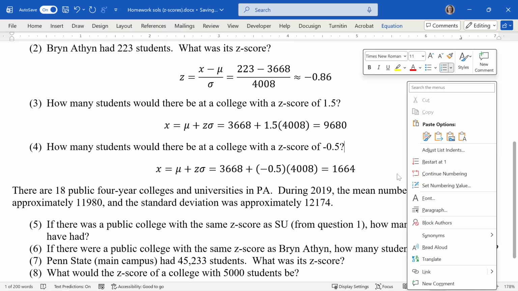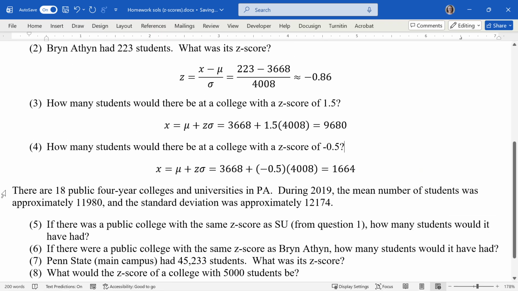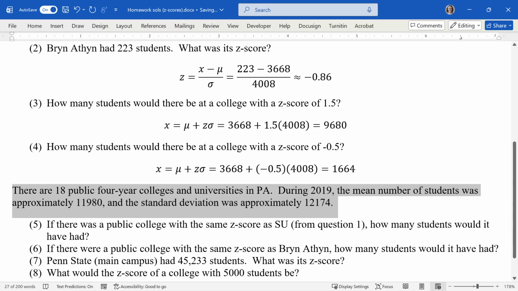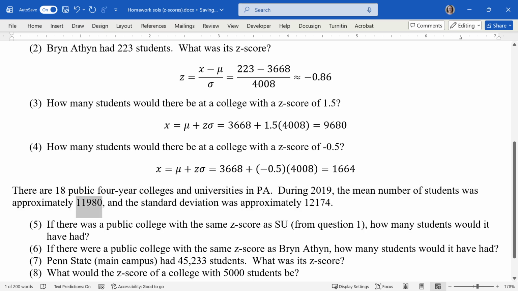All right, so now let's look at the public four-year colleges and universities. There are only 18 of them. During 2019, the mean number of students was approximately 11,980, so quite a bit bigger. And the standard deviation is bigger as well, 12,174. So if there was a public college with the same z-score as SU from question 1, how many students would it have had?